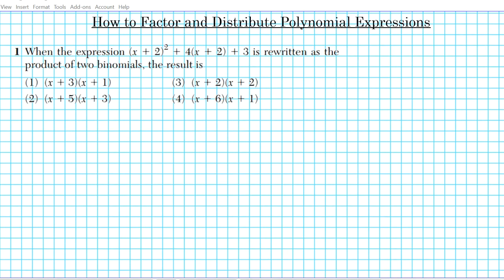Alrighty, let's take a look at question number 1. In question 1, we're going to be learning about how to factor and distribute polynomial expressions. We're going to be looking at quadratics in this example. So in problem 1, it reads, when the expression quantity x plus 2 squared plus 4 times the quantity x plus 2 plus 3 is rewritten as the product of two binomials, the result is, and we have 4 options here. All right, so we're going to solve this problem using 2 methods.